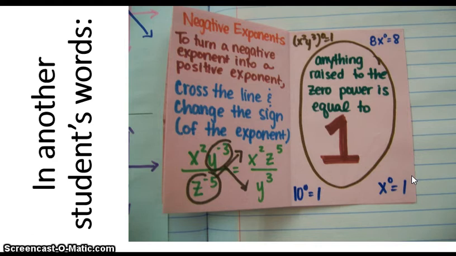Here's a picture that I found online of a student's work. And it actually shows you some really good examples. It says anything raised to the 0 power is 1. So any amount to the 0 power is 1. And it also tells us that to turn a negative exponent into a positive exponent, cross the line and change the sign. Kind of rhymes and gives you a good picture of what it looks like. If it's negative in the numerator, move it to the denominator and make it positive. If it's negative in the denominator, move it to the numerator and make it positive.